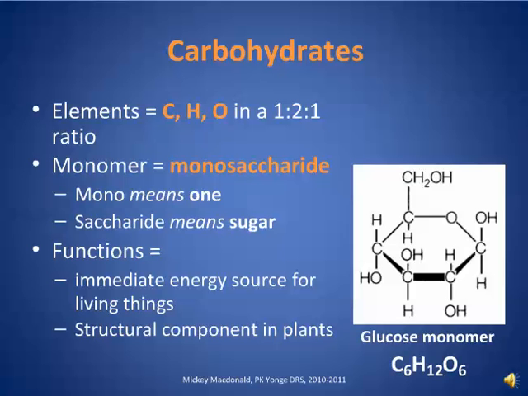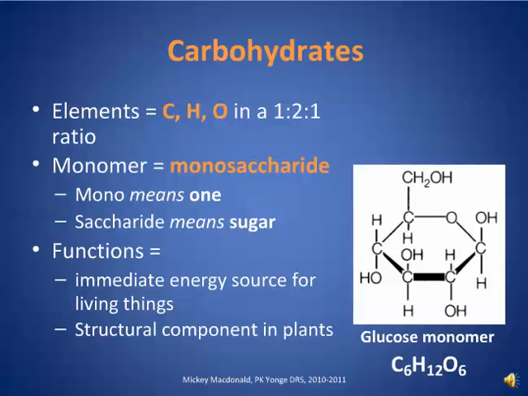Carbohydrates' main function in living things is as a source of energy. The monomer of a carbohydrate is a monosaccharide. Mono means one, and saccharide means sugar. So a monosaccharide is a single sugar molecule. One of the monomers for carbohydrates is the monosaccharide glucose, which is shown in the diagram. Glucose is broken down in the mitochondria of our cells during cellular respiration in order to make ATP, the main energy molecule found in living things. Excess carbohydrates are stored as starch, a polysaccharide. Poly means many, so a polysaccharide is a chain of many sugars.